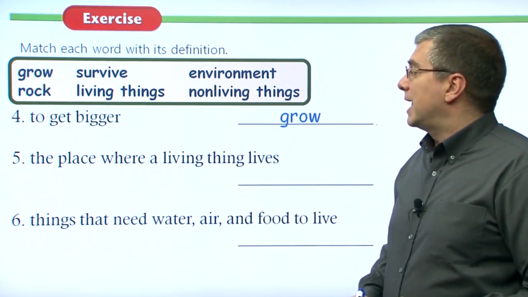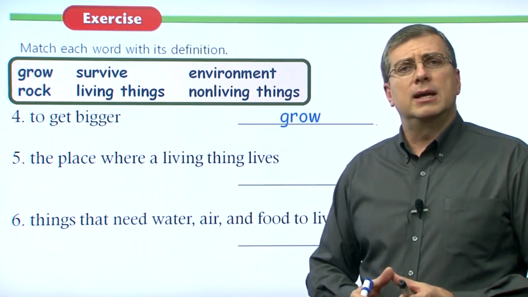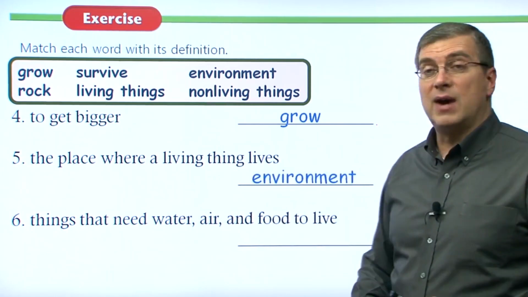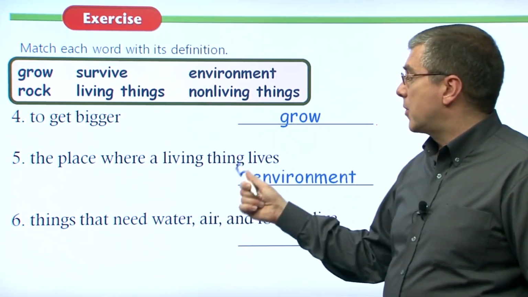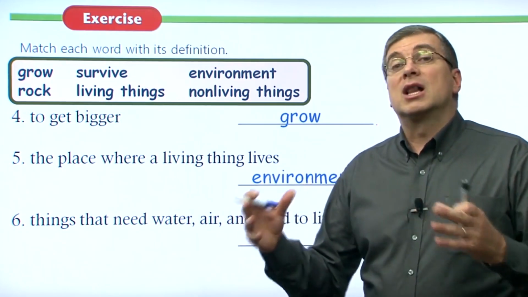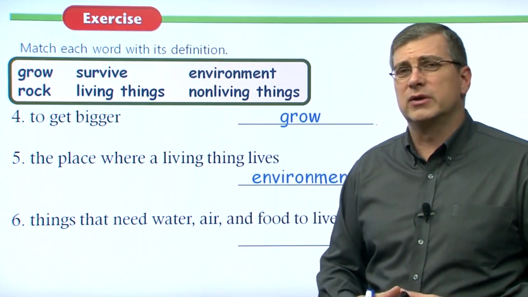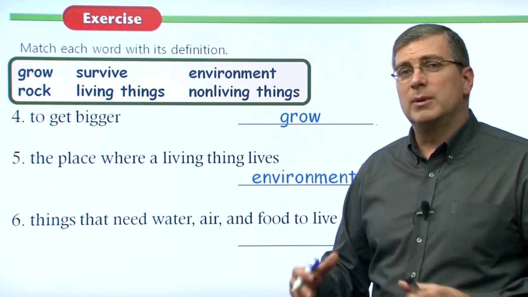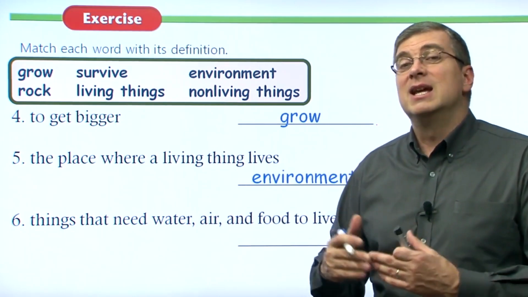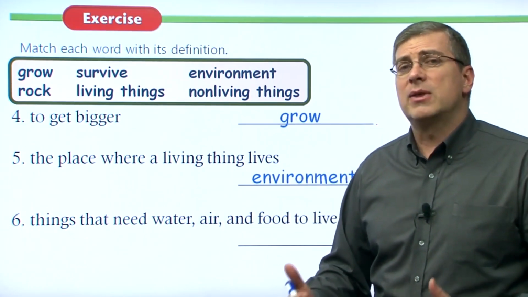Number five, the place where a living thing lives. Where is a place where a living thing lives? If you chose the environment, that's our difficult word there, the environment, that is the place where a living thing lives. Living things, of course, need space. They need a clean and good environment in which to live. And that's why it's important also to protect the environment. If the environment is protected, many living things can continue to stay alive. They can survive in the environment. But if we make the environment dirty, living things will die.